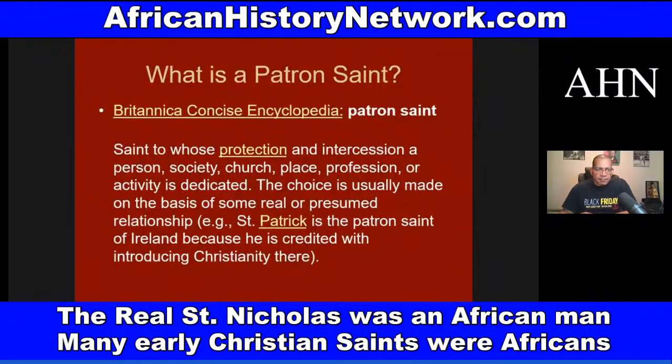So what is a patron saint? A patron saint is a saint to whose protection and intercession a person, society, church, place, profession, or activity is dedicated. The choice is usually made on the basis of some real or presumed relationship, like St. Patrick is a patron saint to Ireland because he's credited with introducing Christianity, even though you had someone who went in the year before, in 431 AD, who was sent in to convert the Irish to Christianity. St. Patrick gets that credit. St. Patrick was a mass murderer also.